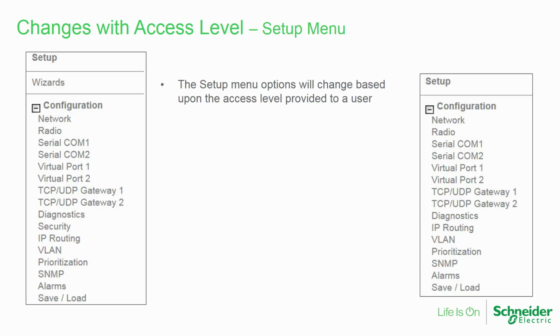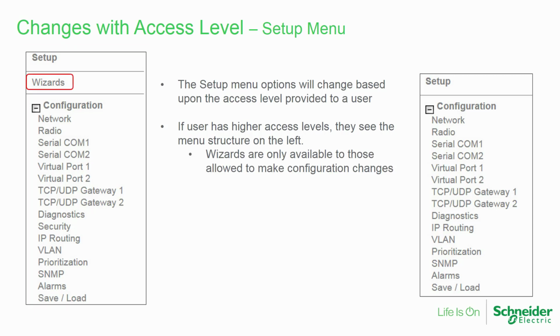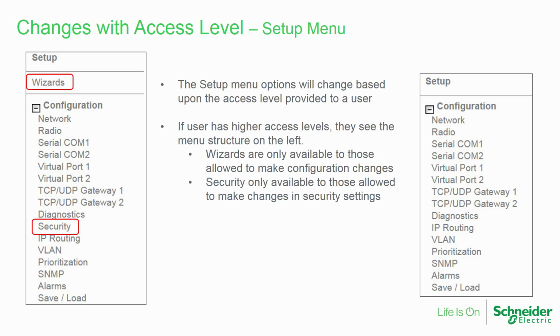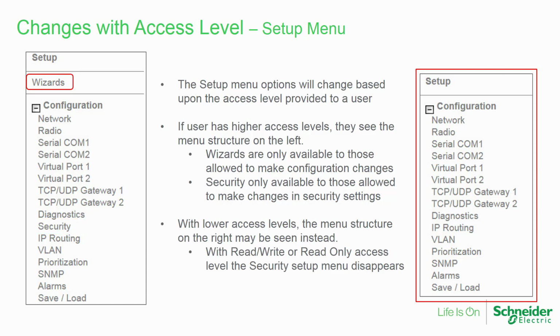The setup menu options will change based upon the access level provided to each user. If a user has a higher access level, they will see the menu structure on the left. The setup wizards are only available to those allowed to make configuration changes. The security setup page is only available to those allowed to make changes in security settings. With lower access levels, the structure on the right may be seen instead. With read and write or read-only access levels, the security setup menu disappears. With the read-only level, the wizard setup dialog is also not made available.